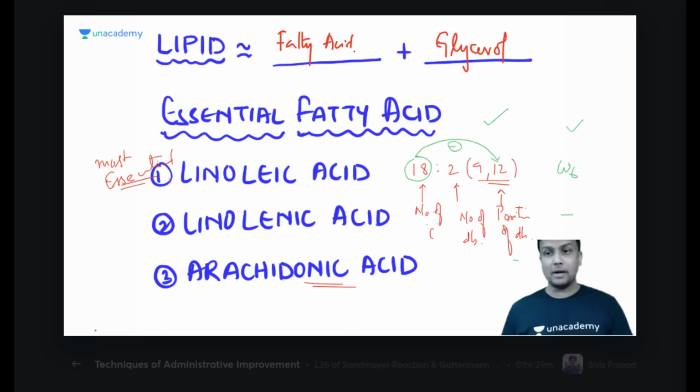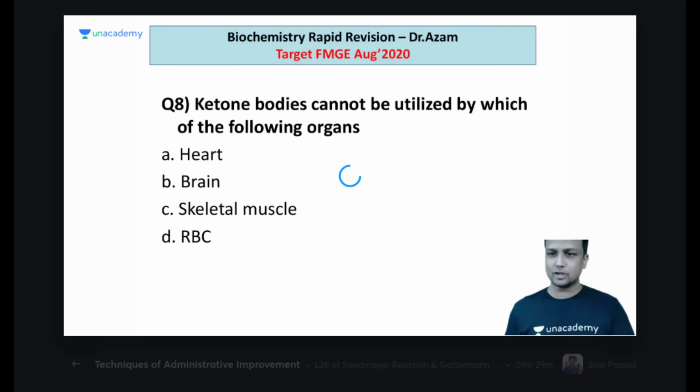Linoleic acid will be the most essential, guys. So please mark there in your books. Very important one, the star mark. Definite question in your exam, guys.